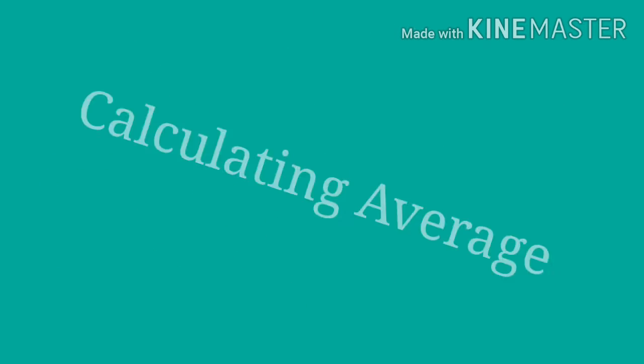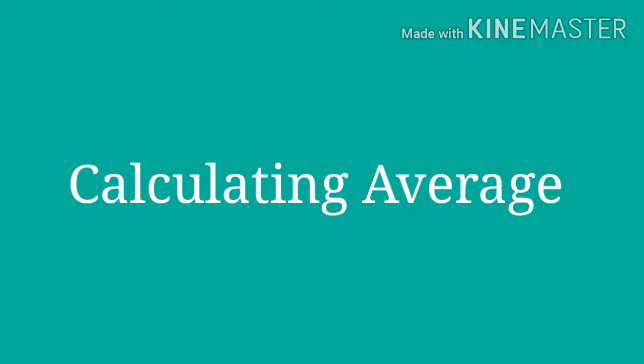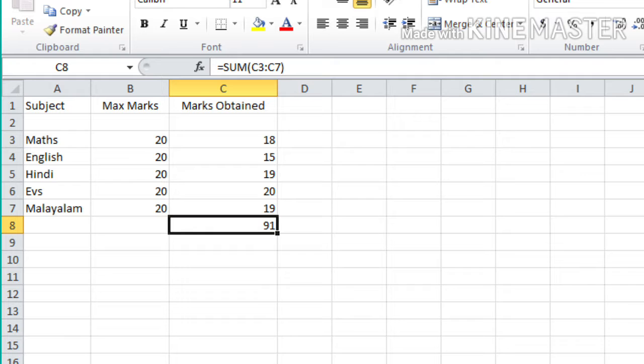So, the first one is calculating average. So, this is our Excel sheet that we have made, and you can see here all the subjects have the same maximum marks. Isn't it children? Yes, 20. So we need to calculate their average to calculate their percentage. So how can we calculate average?